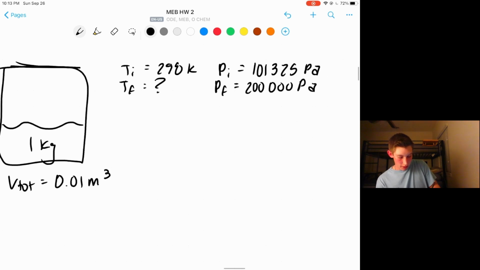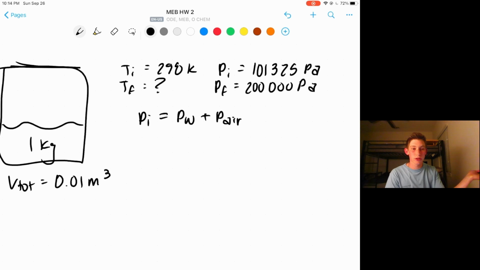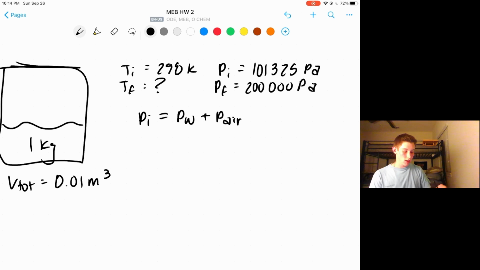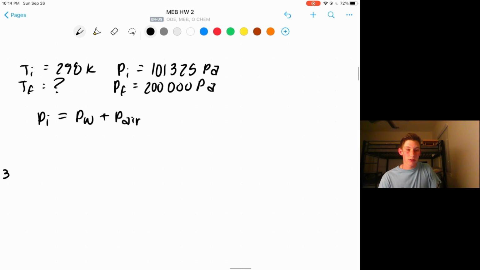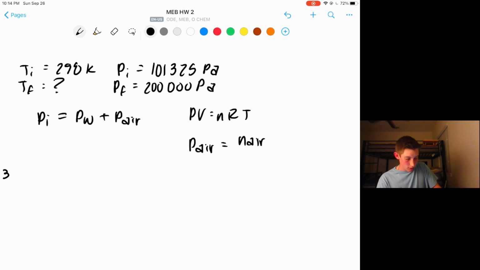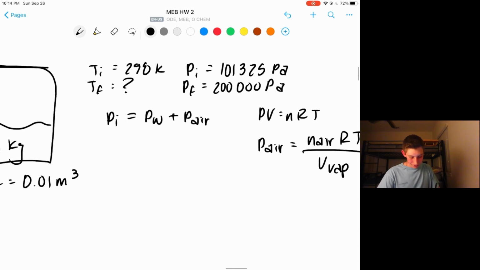So we can first look at the partial pressures. So the initial pressure equals the pressure of the water plus the pressure of the air. We can find the partial pressure of the water with a module in Python using the vapor pressure, my bad. So our one unknown in this equation right now is the pressure of air. We can use our ideal gas law to find that. So PV equals nRT. So the pressure of air equals the moles of air times our gas constant times the initial temperature divided by the volume of the vapor phase.